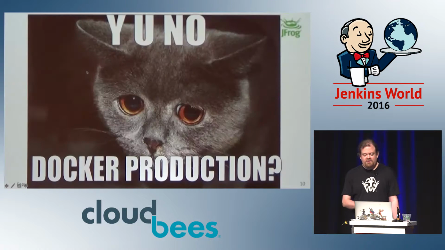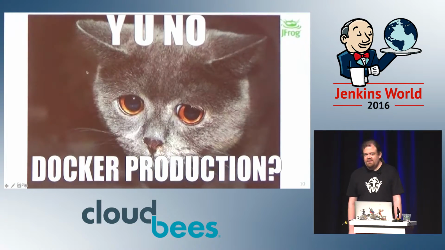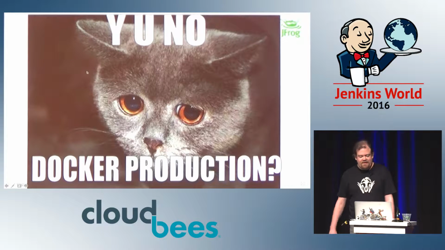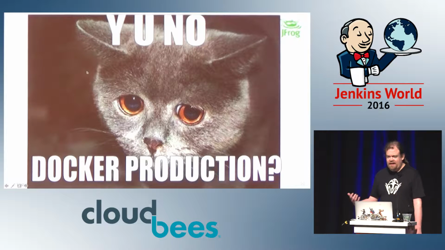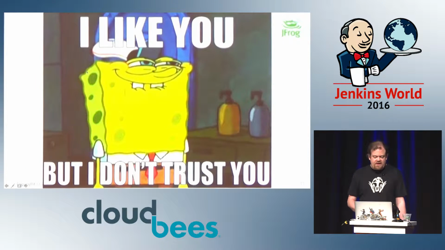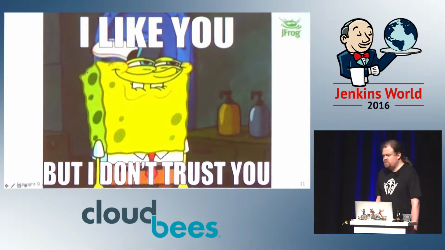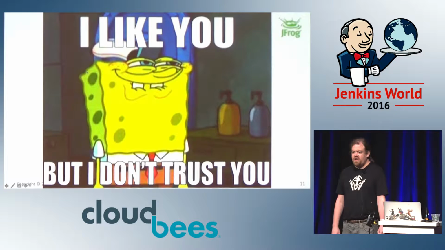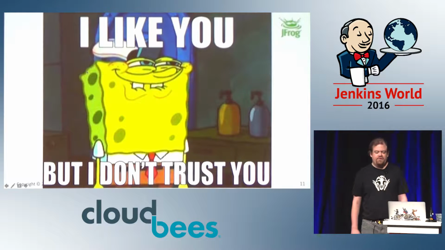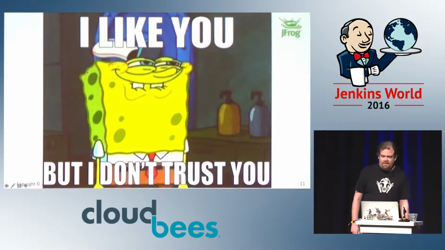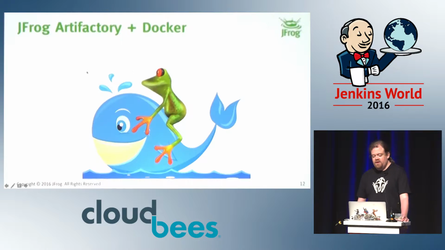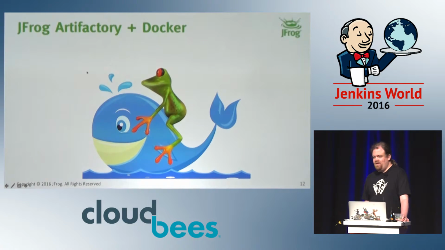But for those of you who aren't, why not? There are a number of reasons, and I'm not going to get into all of them, but I am going to talk about one specific one. I think a lot of people love Docker and the acceleration it can bring to DevOps, but they're not entirely sure how to trust their Docker images in production. Being able to trust your binaries in production is something that JFrog has thought about for a very, very long time.